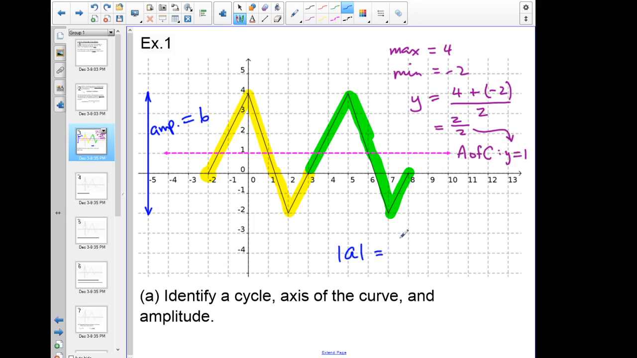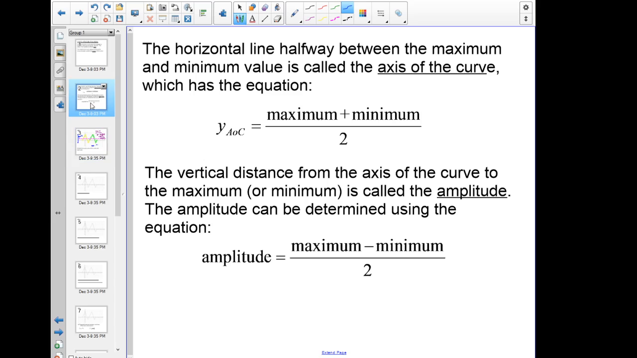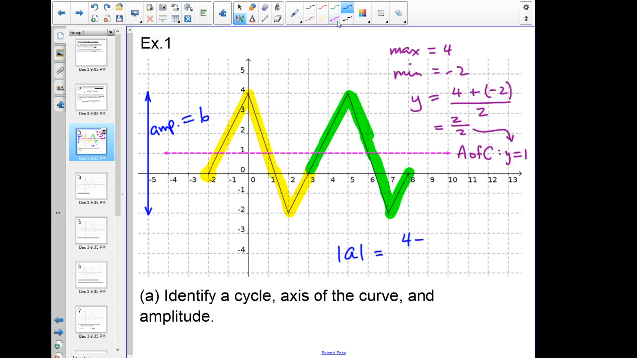And it's going to be the maximum minus, sorry, I actually gave the total distance there, didn't I? The amplitude is not from top to bottom, it's half of that. So I need to delete that and get my eraser. So the amplitude is absolutely not 6.